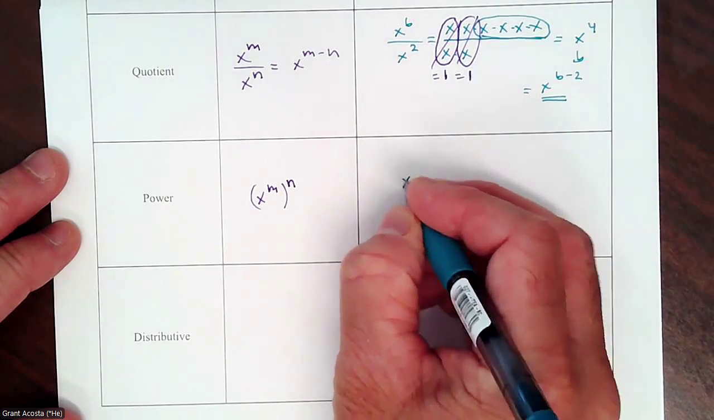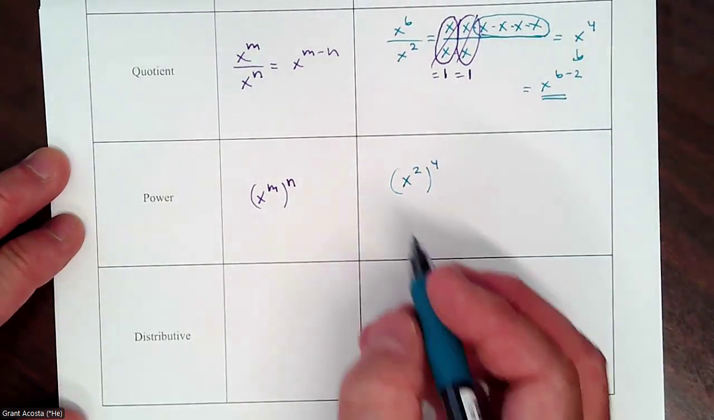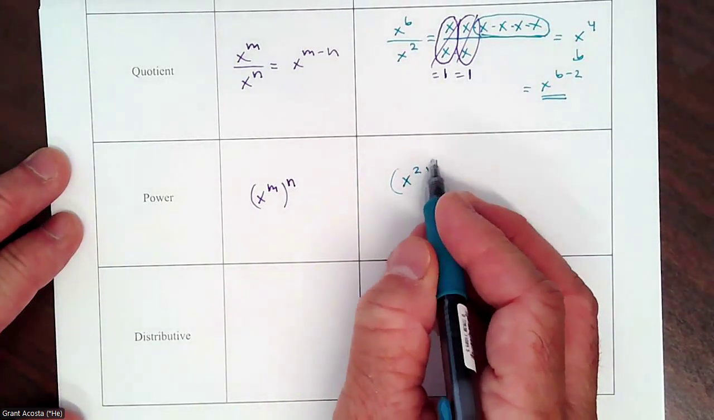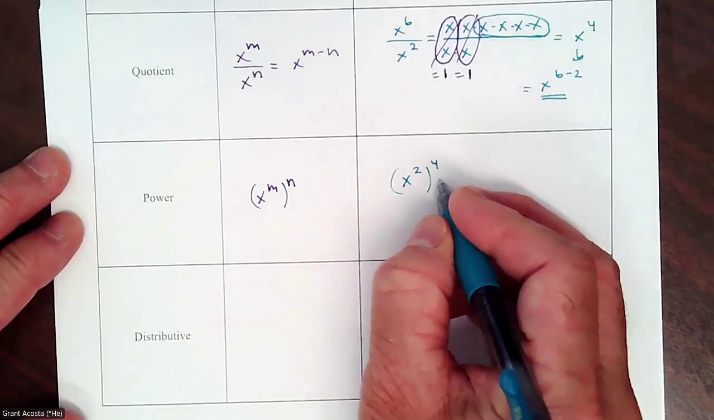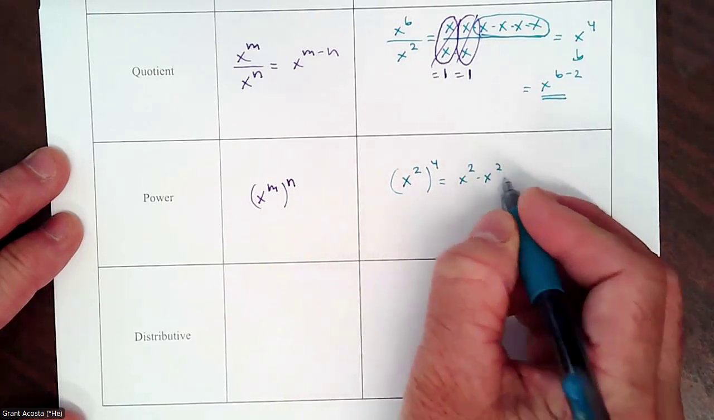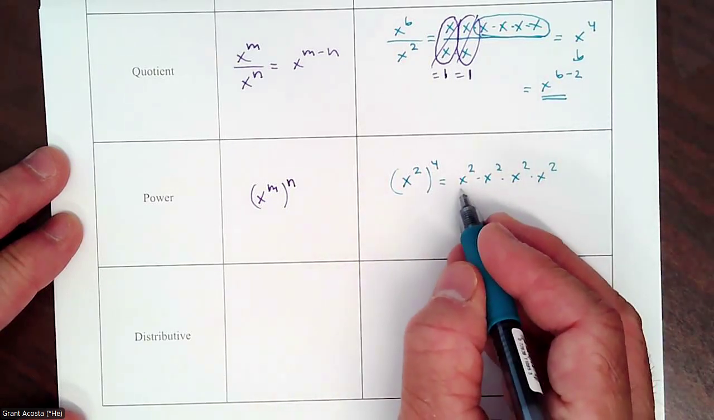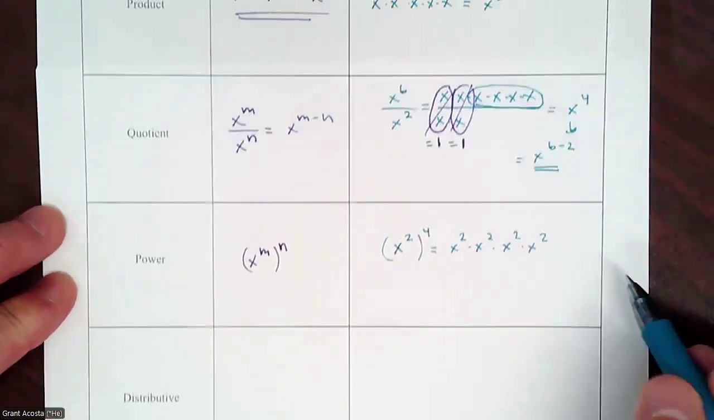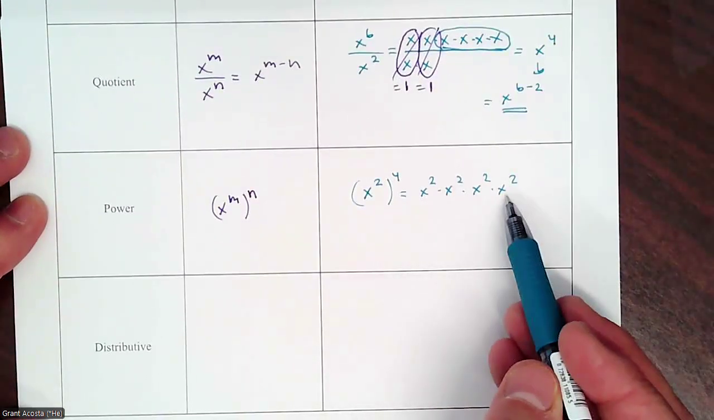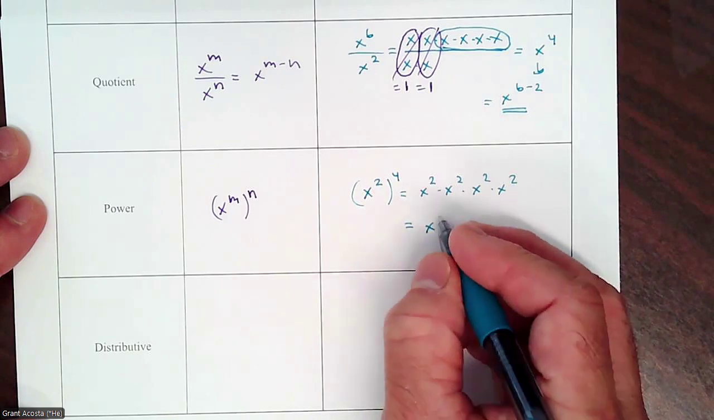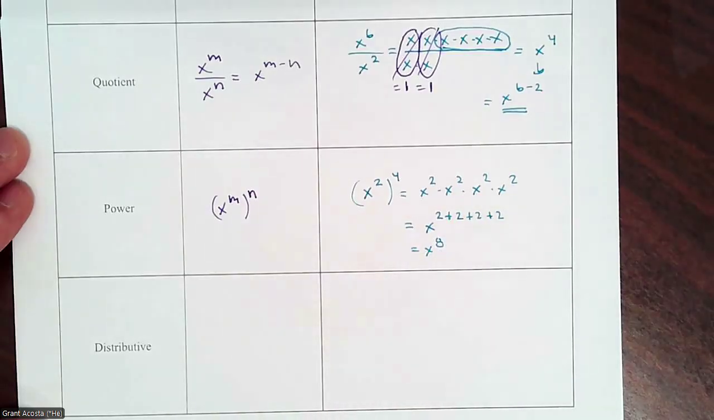So I'll use x squared raised to the fourth power. And I'm going to start with this exponent. What does it mean to raise something to the fourth power? It means I want to multiply x squared by itself 4 times. That's using this exponent here. Now I could break down each of these x's, but I already know from the property up here that if I'm multiplying x to different powers, I can add the exponents. Even if there's 4 of them multiplied together, this is going to be x to the 2 plus 2 plus 2 plus 2, which is x to the 8th.